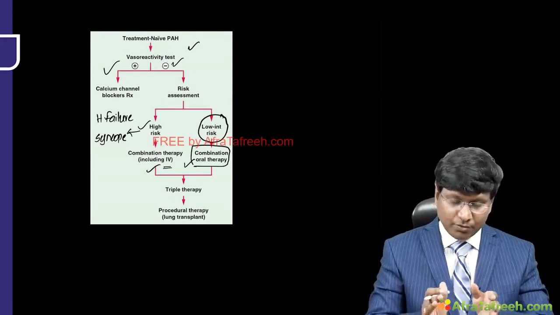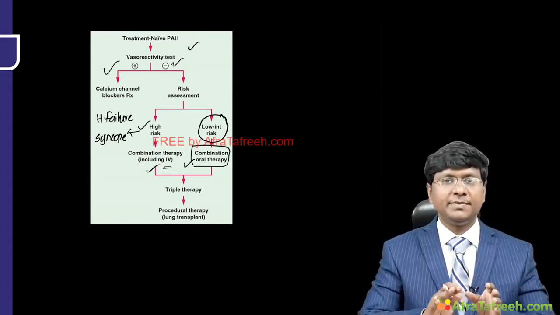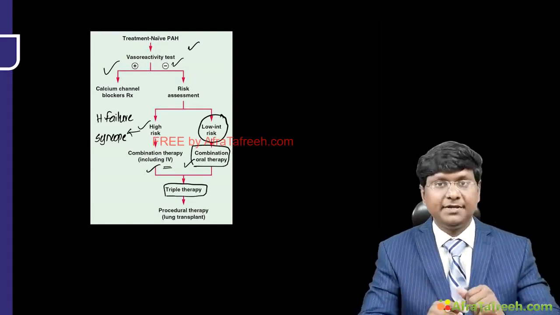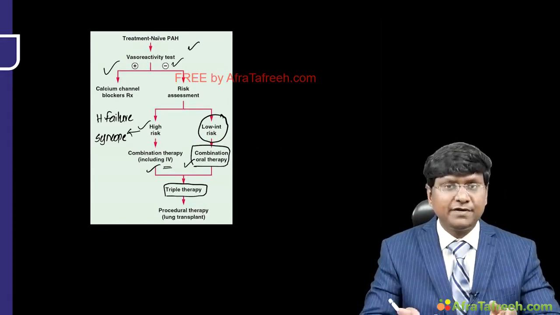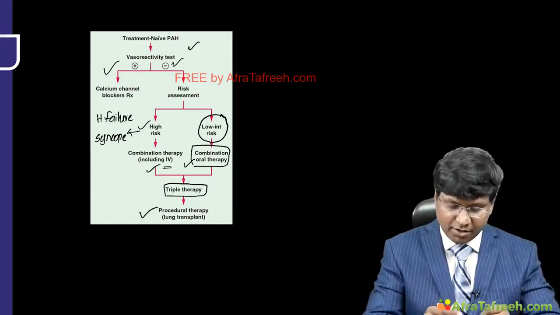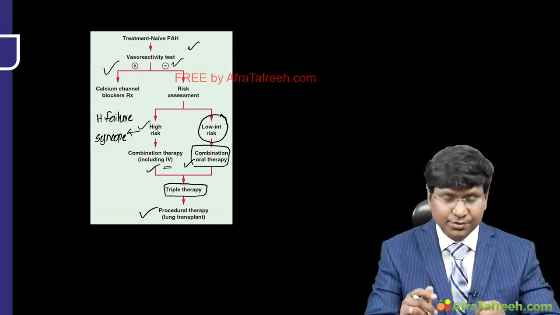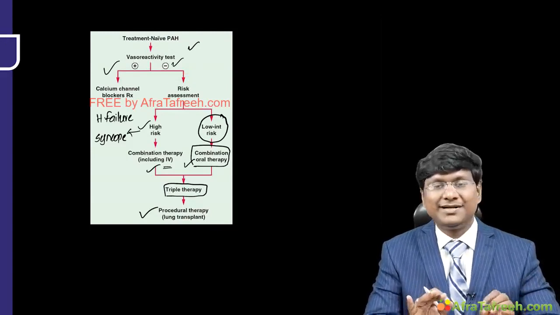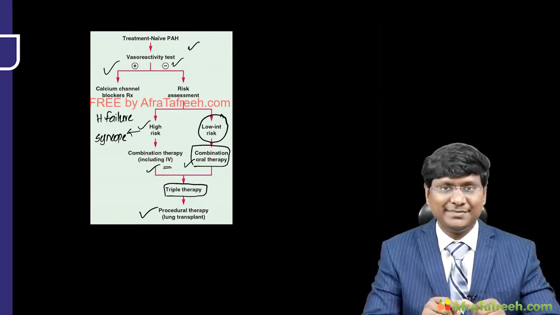Okay. Now, in spite of giving the combination therapy, if the symptoms are refractory, in them you need to give the triple therapy, right? And in spite of triple therapy, if the symptoms are not subsiding, then you need to plan for lung transplantation. So this is about the treatment of pulmonary arterial hypertension.